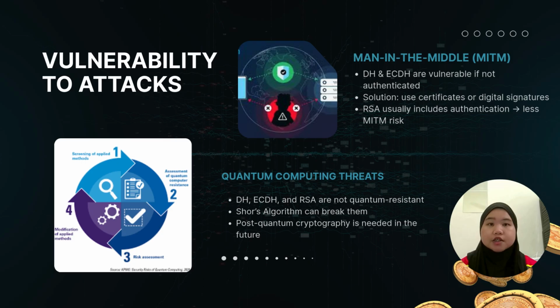Now, let us talk about security vulnerabilities. Both DH and ECDH are vulnerable to man in the middle attacks if they are not authenticated. This means an attacker can pretend to be both parties and intercept the key exchange. To prevent this, authentication methods such as digital certificates or signatures are required. Regarding quantum computing, all three protocols, DH, ECDH, and also RSA, are vulnerable to future quantum attacks using Shor's algorithm. This is why post quantum cryptography is currently being researched.